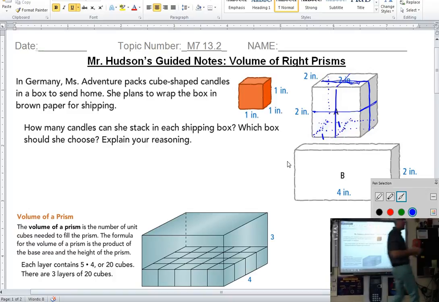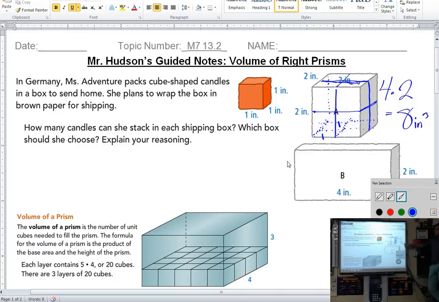So there's 4 on the bottom. Then, Nish, how many layers am I going to have? So there's 4 on the bottom, so there'll have to be 4 on the top. Yeah, so I'm going to have 4 times 2 layers, and we end up fitting 8 cubes here, or we could say that's 8 inches cubed.